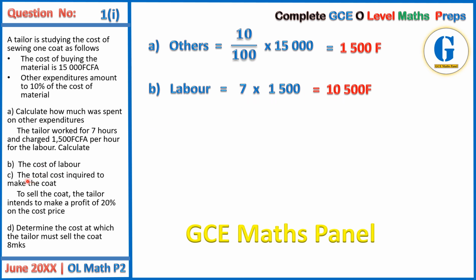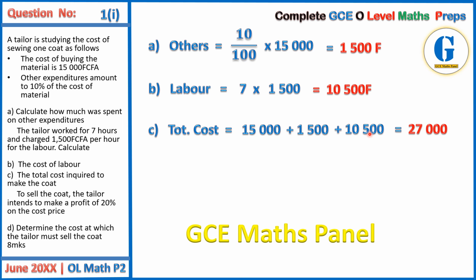Now see the total cost inquired to make the coat. The total cost to make this coat is the cost of material plus the cost of labor plus other expenses. So we have 15,000, which is the cost of buying it. Other expenses amounted to 1,500, and cost of labor was 10,500. So the total cost of the coat is 27,000.